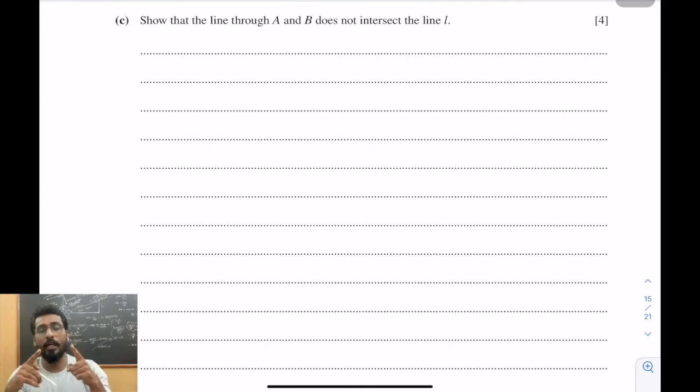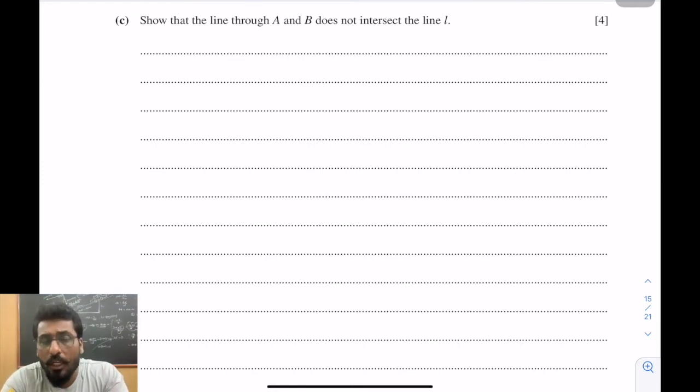Now, when there are two lines lying in space, remember this: it is not needed that if the lines are not intersecting, then they are parallel. Of course not. There is a concept called skew lines. You have learned this concept, right? One line goes like this, one line goes like this. They are not intersecting, they are not parallel. So this is what we want to prove over here.